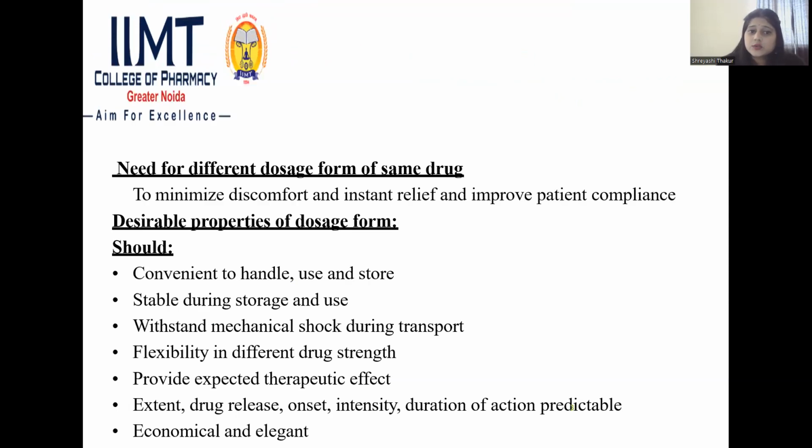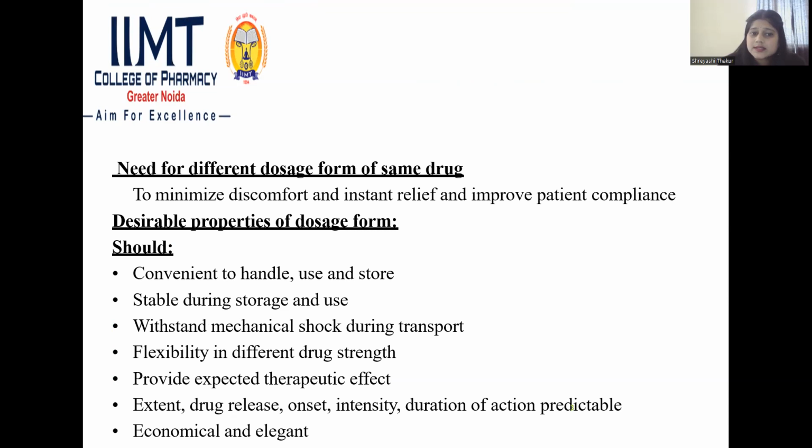Why do we need different dosage forms from the same drug? To minimize the discomfort, give instant relief, and improve patient compliance. That's why we need different doses from the same drug, because nowadays every patient wants instant relief from any type of disease. The next one is what are the desirable properties of a dosage form.